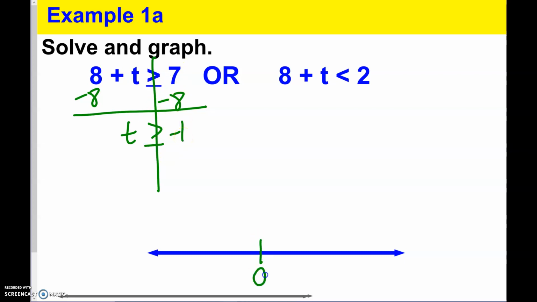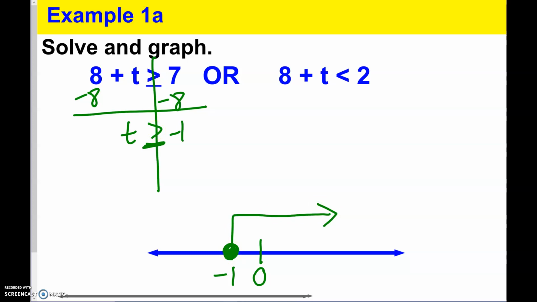So now my number line here is 0. And if I have a -1 on here, there's a line underneath this. So this is going to be a closed circle. And now it says any number greater than -1. Greater than -1 goes that way.